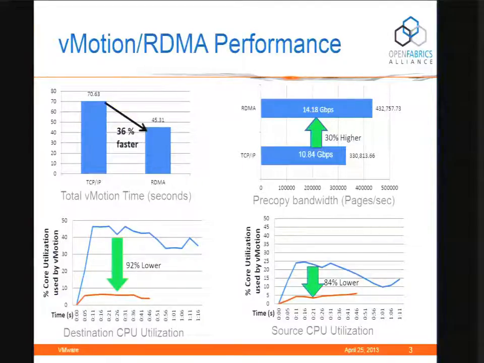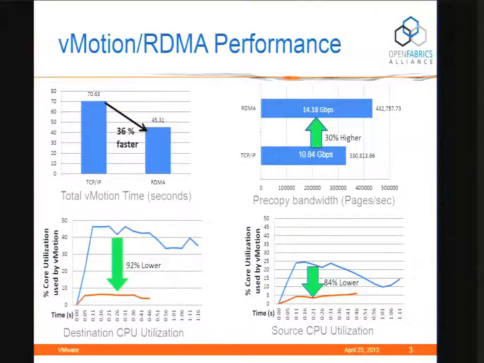So as pages are being dirtied, the state of the virtual machine and the state of the memory is changing all the time, and so you need CPU to do the TCP/IP processing and then the bandwidth on the wire as well. So the total vMotion time reduced from 70 seconds to 45 seconds in our experiments. We could make more effective use of the bandwidth. So on the 40 gig NIC over TCP/IP, we were able to use 30% higher bandwidth, from about 11 gigabits per second to 14 gigabits per second.